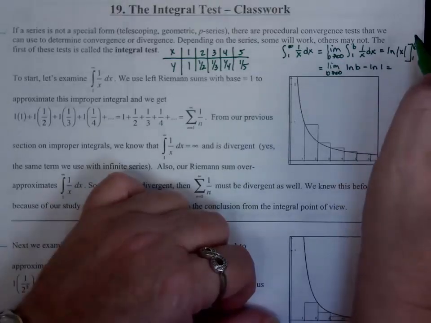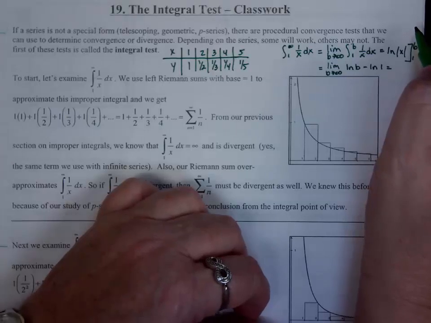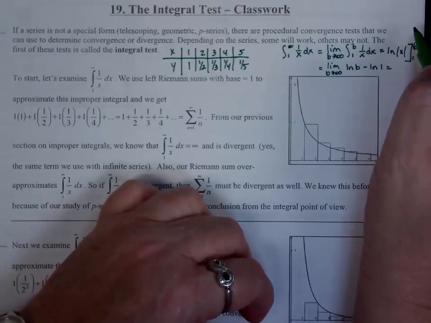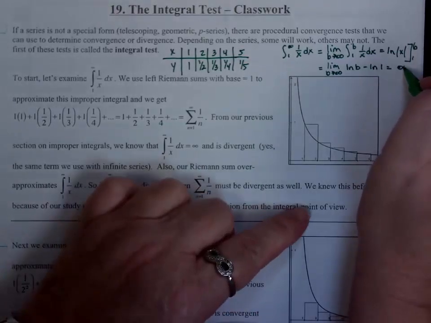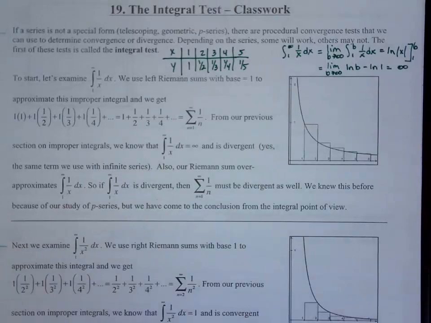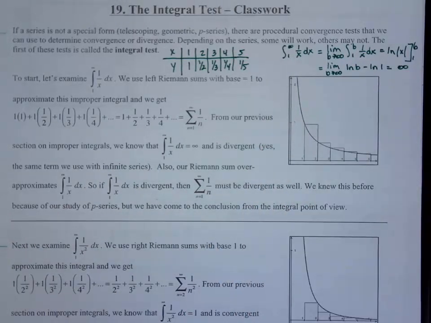The natural log of 1,000,000. Do you think the natural log of 1,000,000,000 is bigger than the natural log of 1,000,000? Probably. Natural log of 2 is bigger than natural log of 1. They're just getting bigger and bigger and bigger. So that equals infinity, and it does diverge. We know that the integral equals infinity, and it diverges.